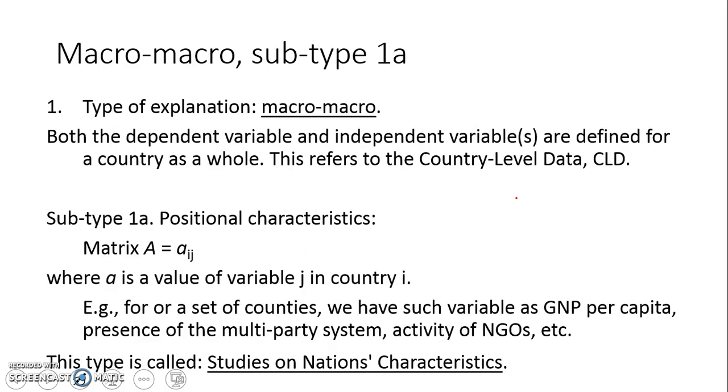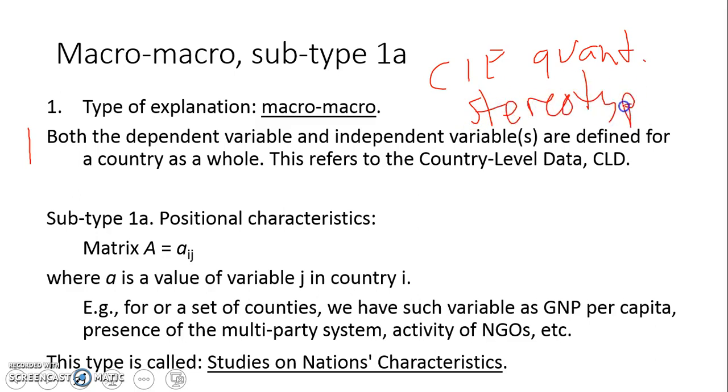If we're looking at the macro to macro type, let's think of it this way. Both the dependent and independent variables are defined for a country as a whole. Again, this is the sort of comparative and international education quantitative, I'm going to say stereotype. And it's a stereotype because it does happen frequently.